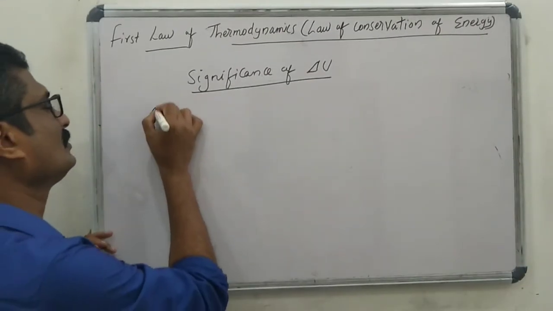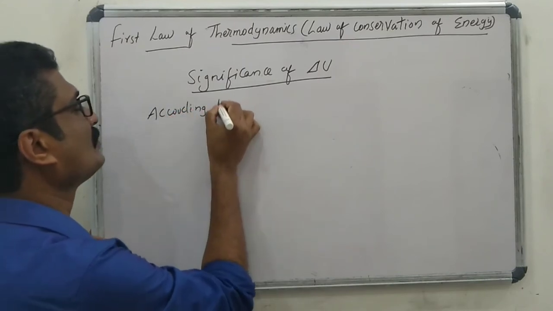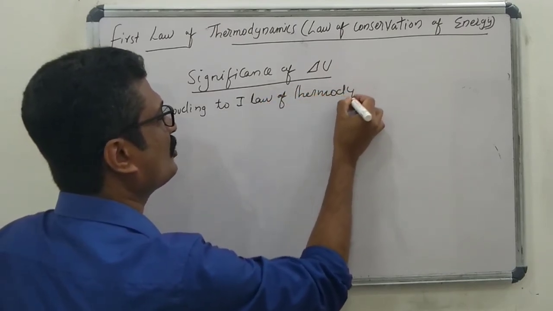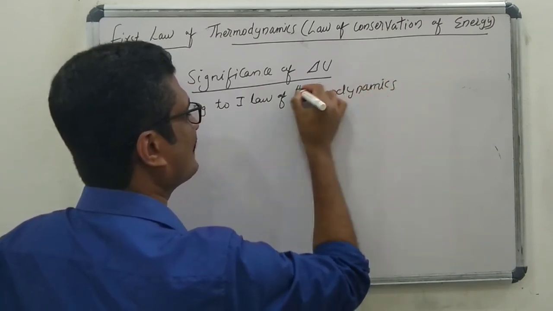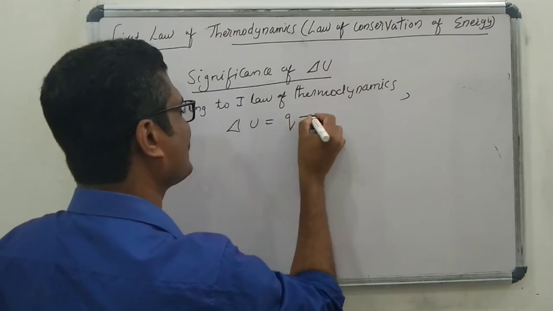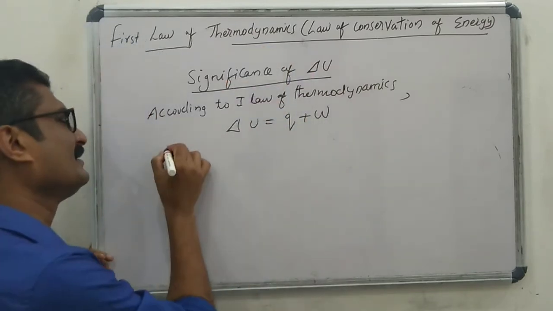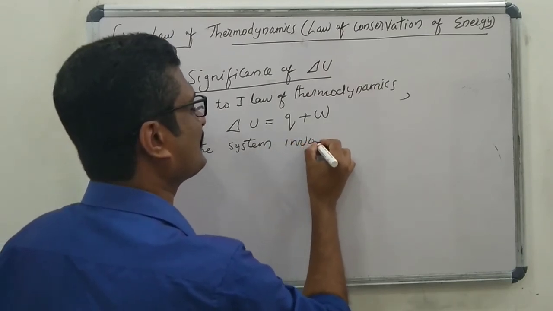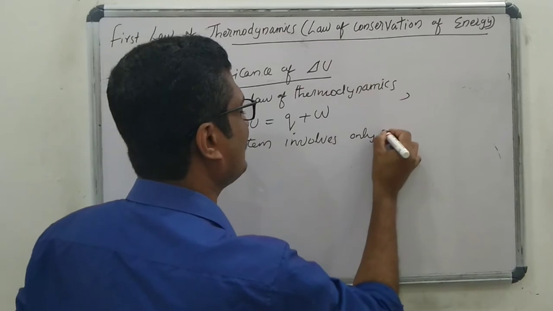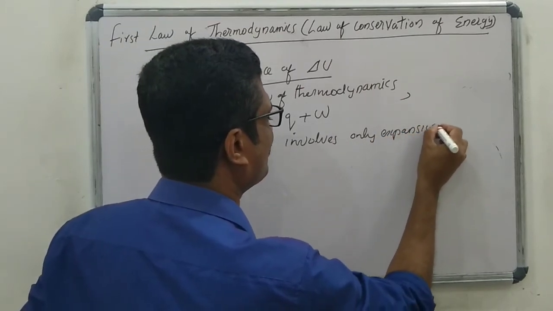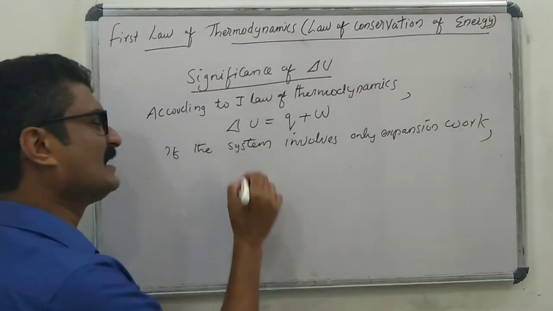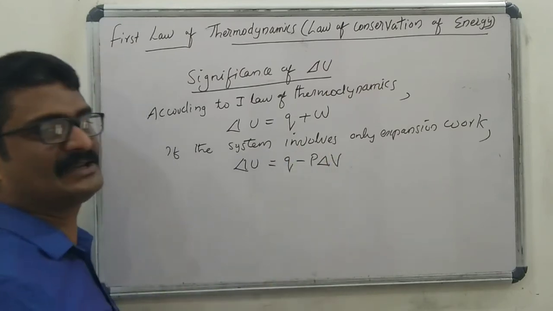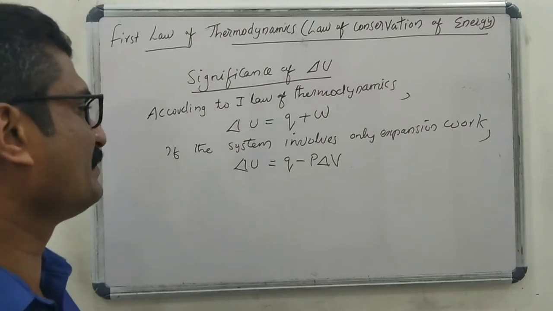Yes, we know according to first law of thermodynamics, delta U equal to Q plus W. Then, if the system involves only expansion work, then delta U equal to Q minus P delta V. Delta U equal to Q minus P delta V.